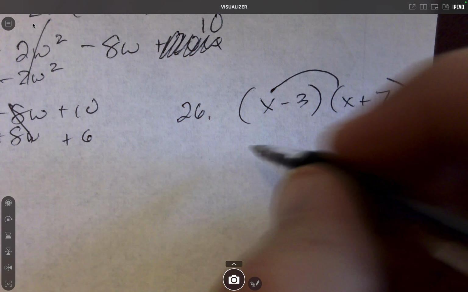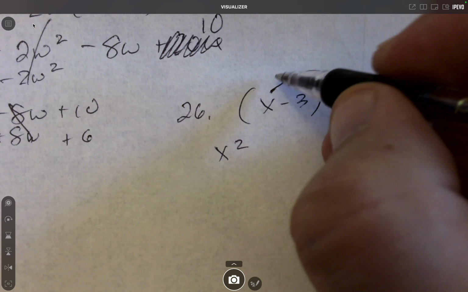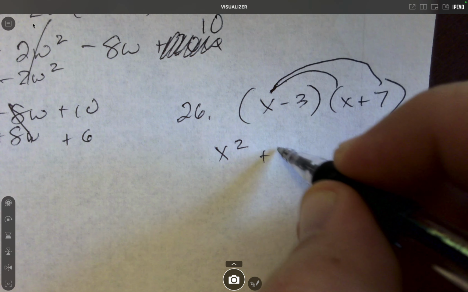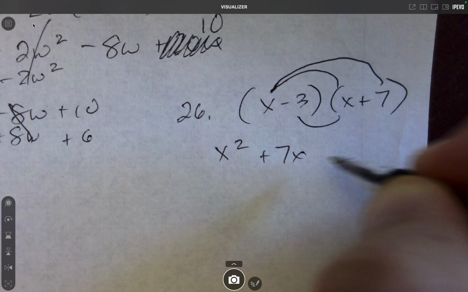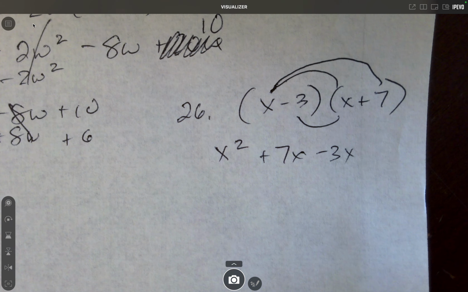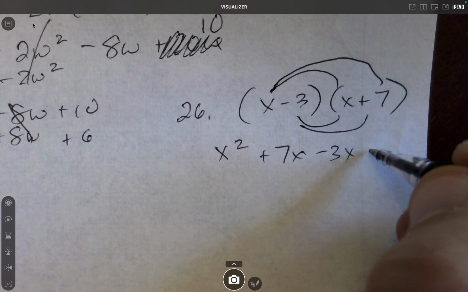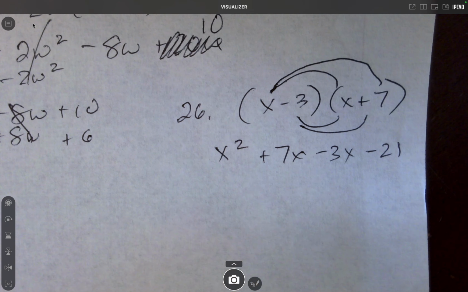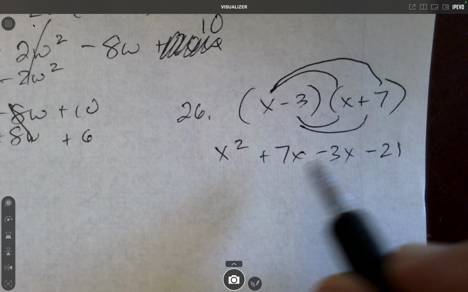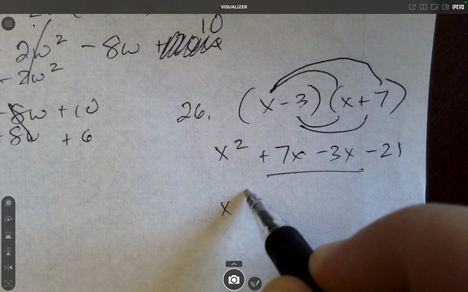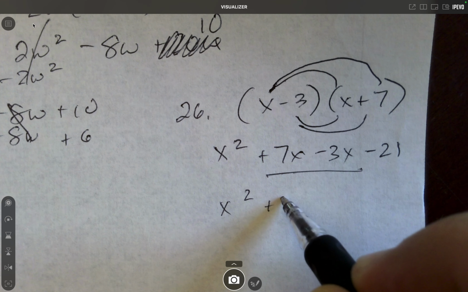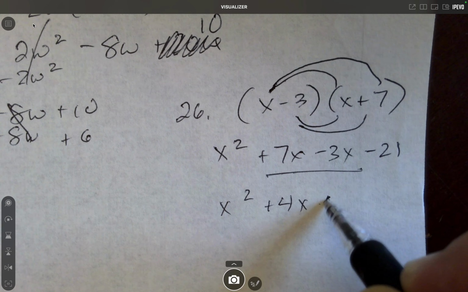X times x is x squared. That's the first. X times 7 is 7x. That's the outer. Negative 3 times x is the inner. Negative 3 times 7 is the last. And we can combine these middle two terms because they're like terms. 7x minus 3x is 4x. I'm sorry, minus 21.